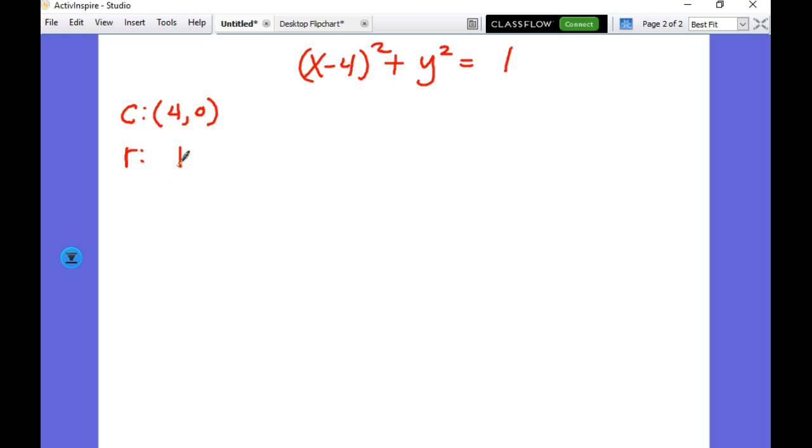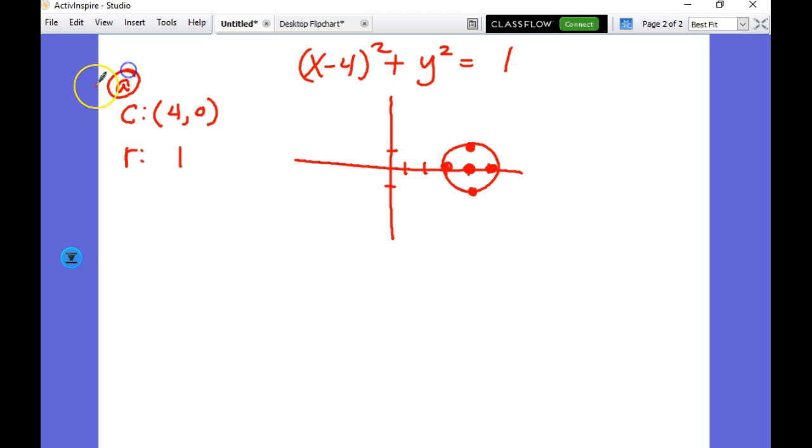Remember, this is not an ellipse. It's a circle, so the number over here tells you your radius if you take the square root of it. All right, so let's go ahead and graph this really quick. We have 4 at 0. And we're going to go up 1, down 1, left 1, right 1, because the radius is the same on a circle all around. So there's our circle. So there's our first question answered, which was to graph it.